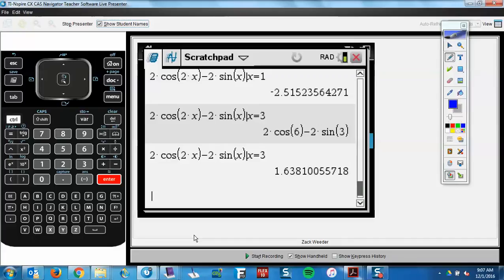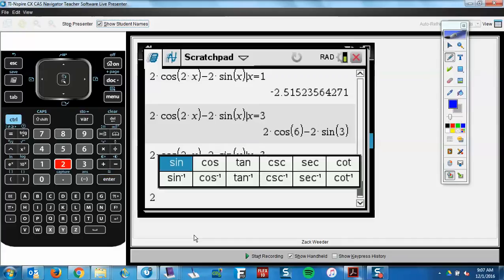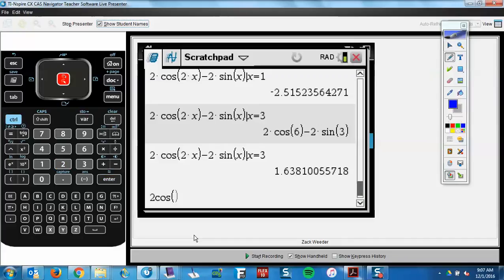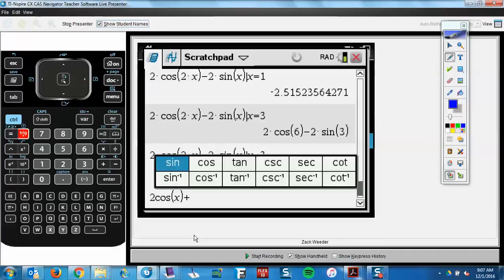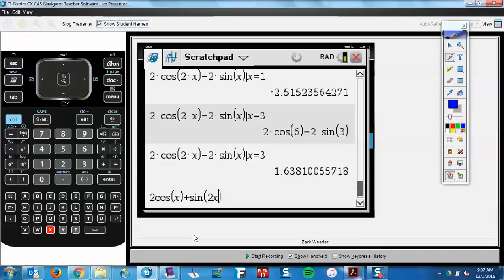So that'd be 2 cosine x plus sine 2x is the original function. And then he can do the vertical bar again, right? He can do the vertical bar. We can plug in all these numbers we want to plug in. 0 is so easy, we probably could just do it, but go ahead.